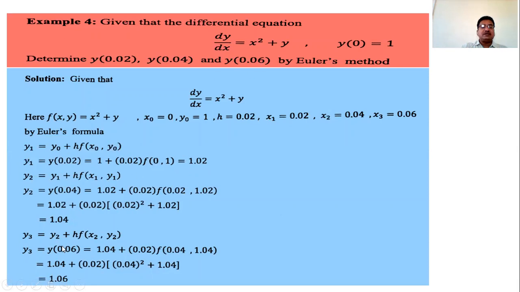Then what is y at 0.06? That is y3. For the next formula, we substitute n is equal to 2. That is, y3 is y2 plus h f(x2, y2). The value of y at 0.06 is equal to y2, which is 1.04, plus h, 0.02, times f(x2, y2). That is, x2 is 0.04. Then what is the value of y2? It is 1.04. And then f(x, y) is x square plus y, that is, the square of this plus this. And then the answer is 1.06. This is y at 0.06, so that is the answer of this question.